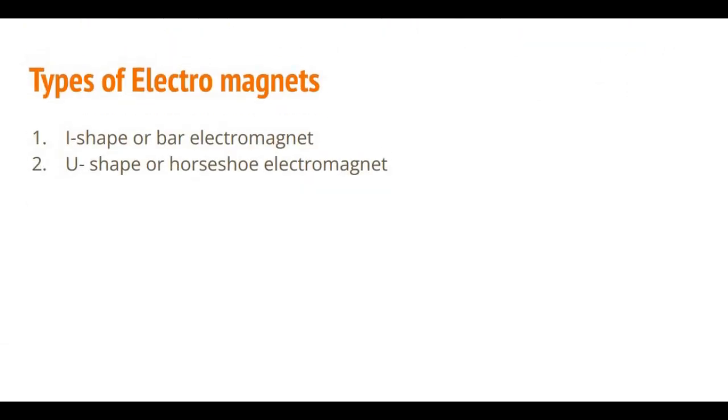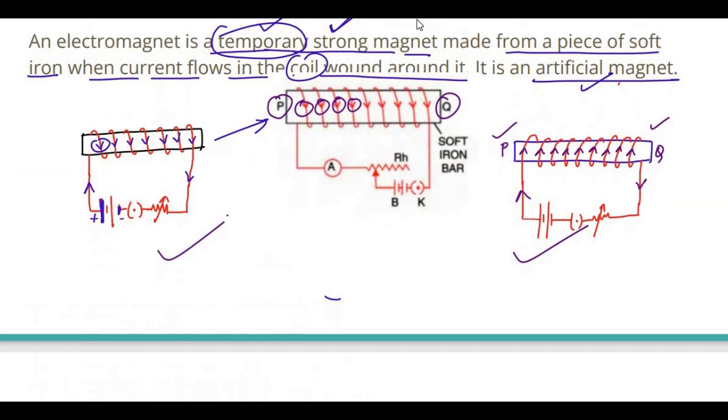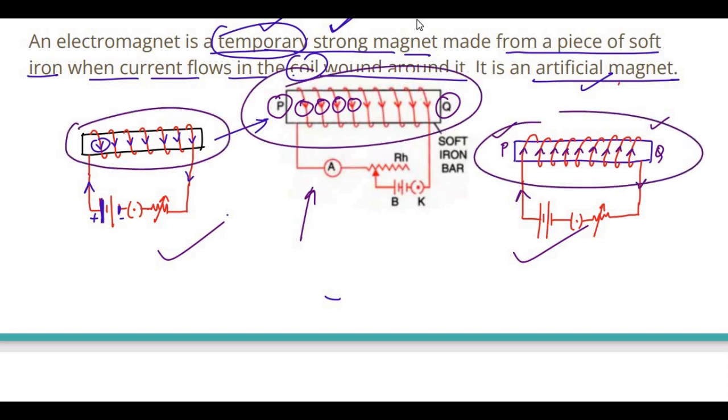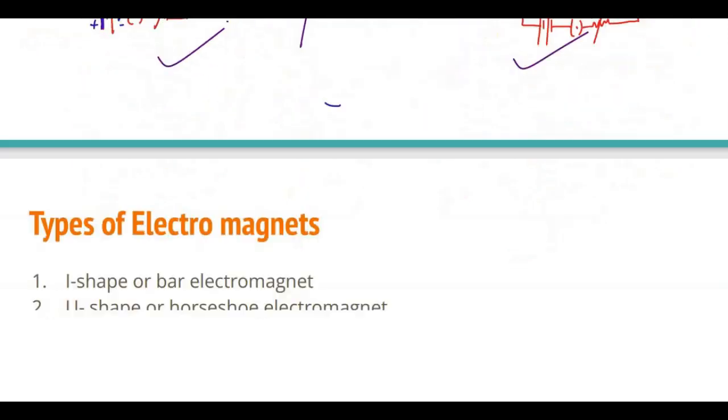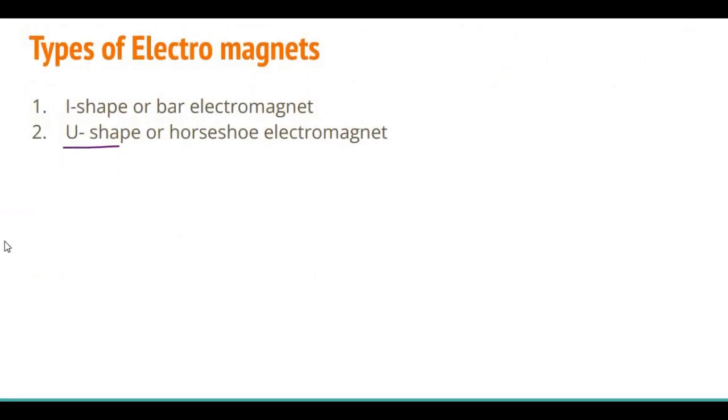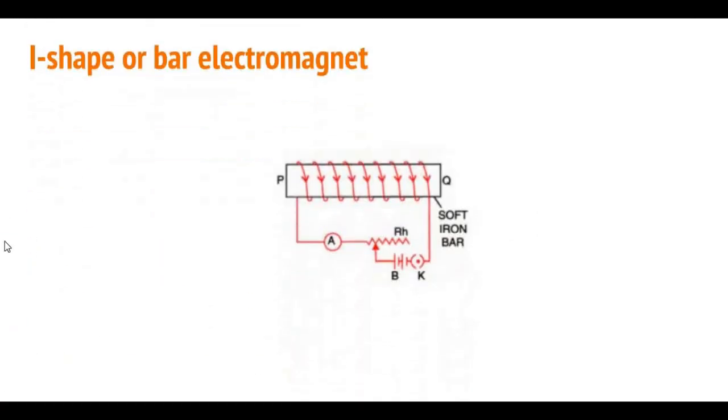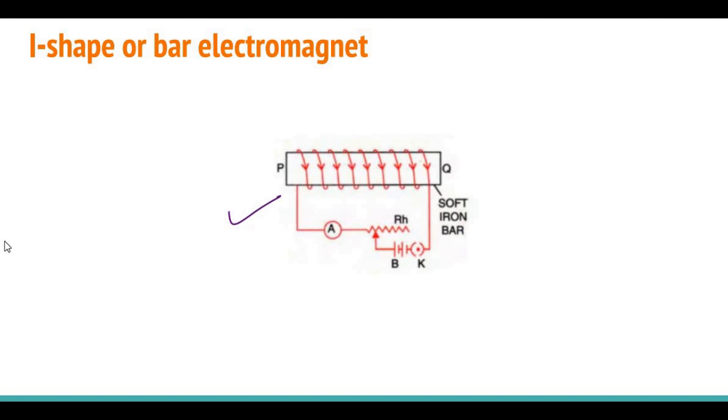Now, types of electromagnet. I-shaped electromagnet, which is also known as bar electromagnet. This is basically an I-shaped electromagnet, because it looks like an I, or looks like a bar. So, this is an I-shaped electromagnet. U-shaped electromagnet, or horseshoe electromagnet, looks like this. So, this I-shaped electromagnet is what you have just made.